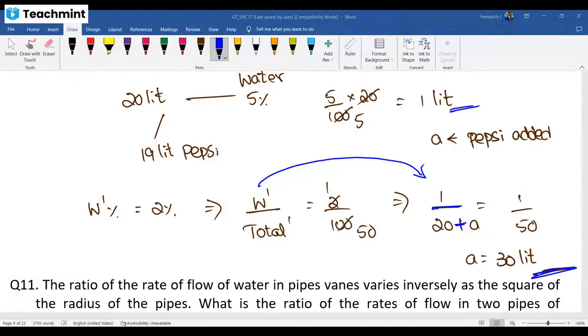I repeat, water percentage is decreased because of adding the Pepsi. Let's say there are boys and girls in a class. Girls' percentage in the classroom is more. If you add boys, total will be increased, then automatically girls' percentage will decrease. Try to understand that. Right.